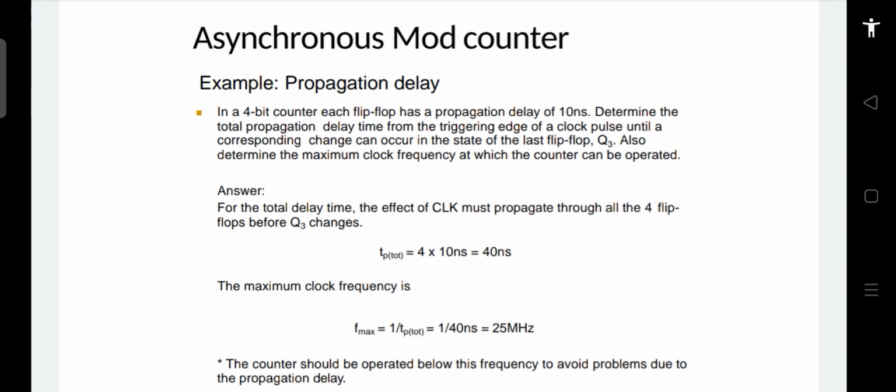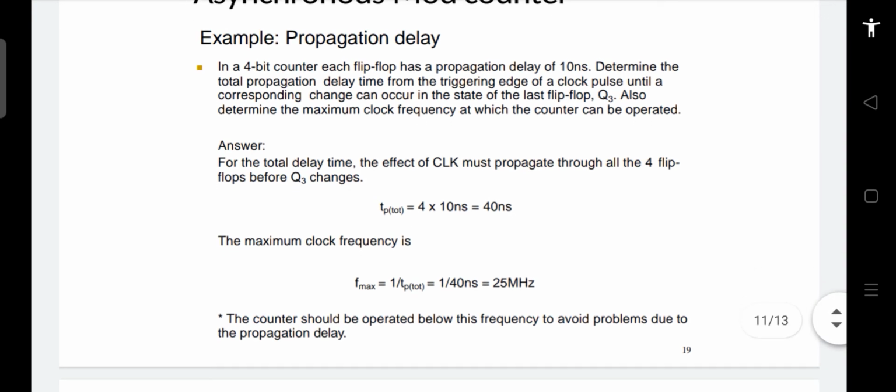So you have these 4 flip-flops, from Q0 to Q3. Each flip-flop has a propagation delay of 10 nanoseconds. You want to know what will be the total propagation delay after the 4th flip-flop. It is very simple to calculate. If each flip-flop has a propagation delay of 10 nanoseconds, then the cumulative propagation delay after the 4th flip-flop will be 4 times 10 nanoseconds, which is 40 nanoseconds.